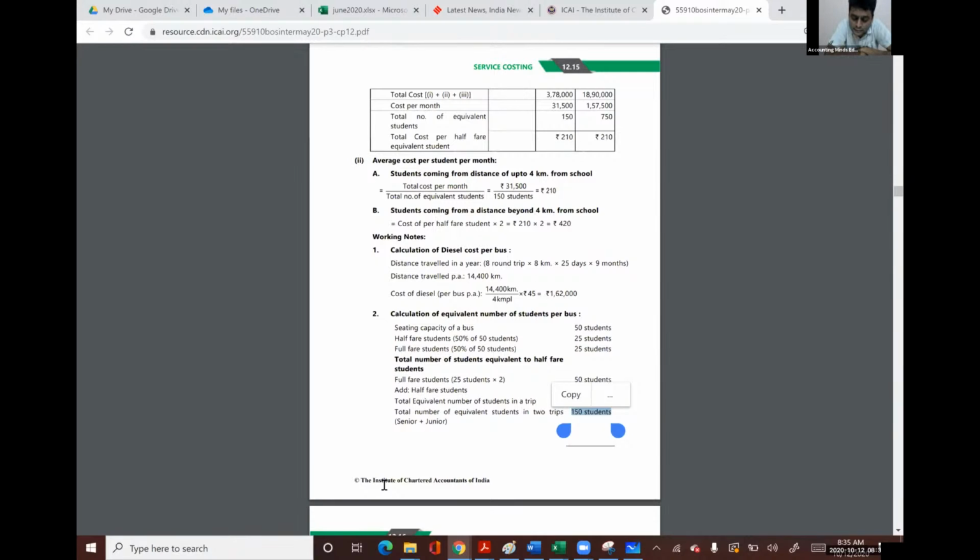Is everyone getting it? Yes or not? So how much do you charge? For 4 kilometers, you will charge 210 for half-fare students, and full fare is 440 for full-fare students. Make sense, guys?